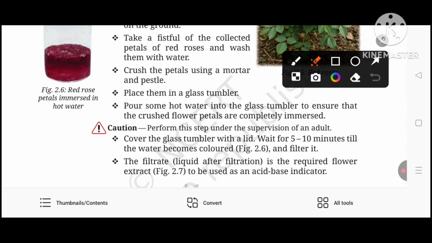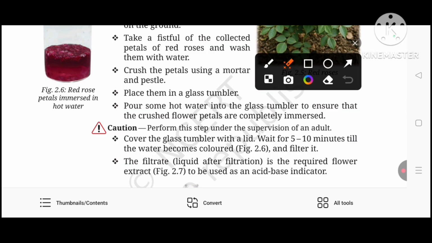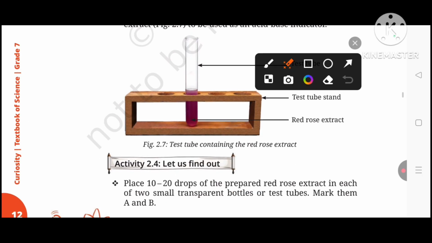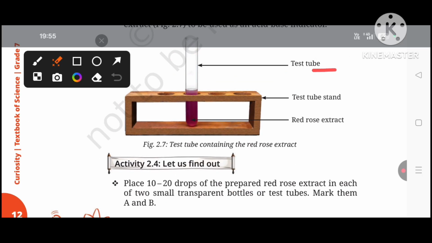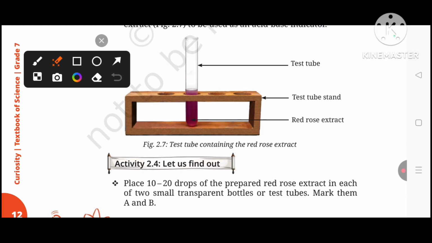Do you know what the process of filtration is? Filtration is a process by which a sample is filtered with the help of filter paper. The portion which is left on the filter paper is called the retentate, and the sample that has passed through the filter paper is known as the filtrate. We require the filtrate, and this will act as an acid-base indicator. This is a test tube, this is a test tube stand, and this is a test tube containing the red rose extract.